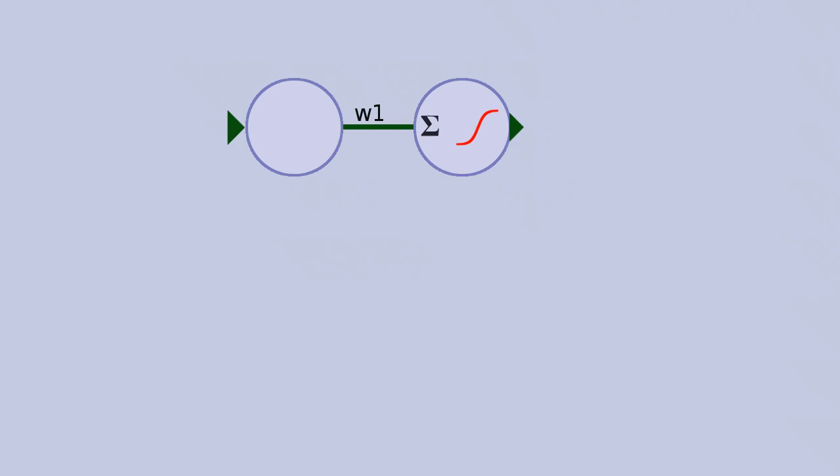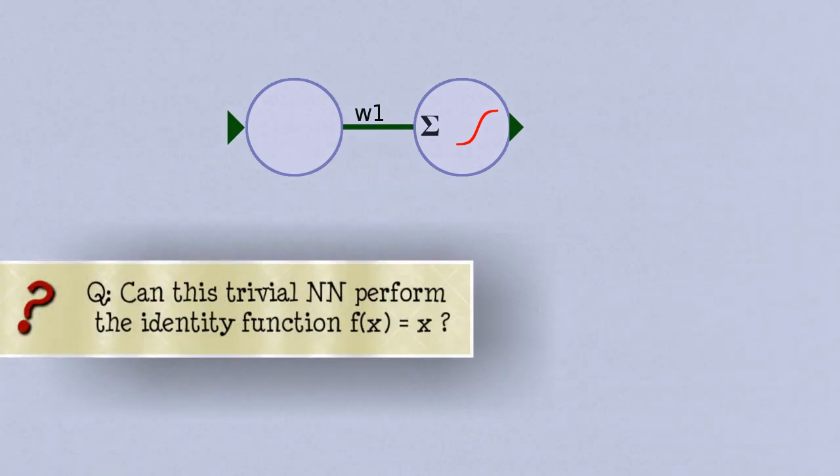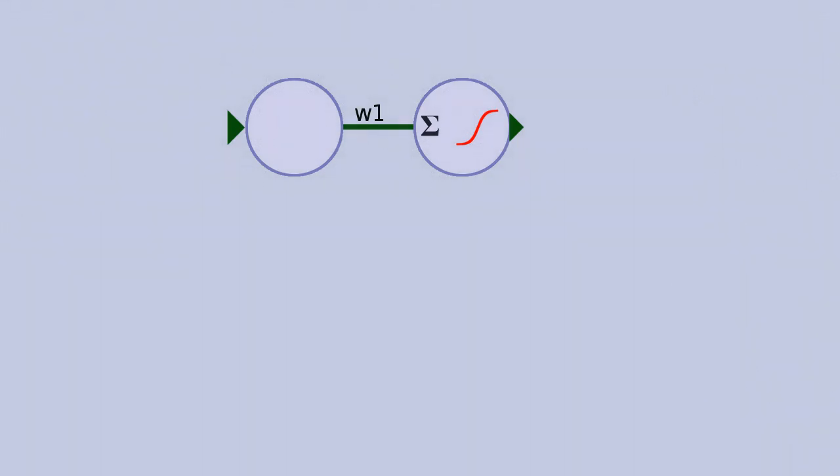What else can we train this most trivial neural net to do? Can we train it to say, let's say the identity function, f of x equals x, where we just pass the input to the output? Can we train it to do something that simple? You can almost intuitively see that a weight of 1.0 might be close to a solution. Let's try that. Let's set W1 to 1 and let's see what happens.